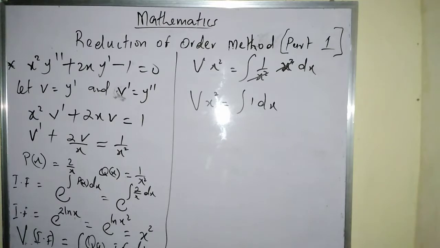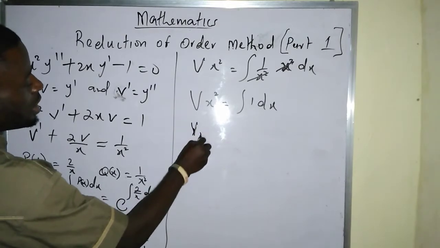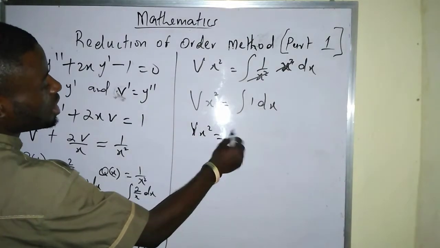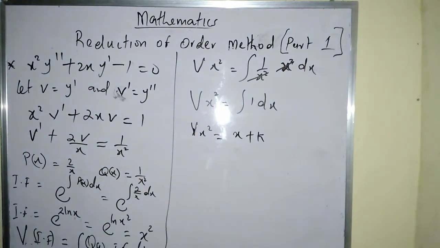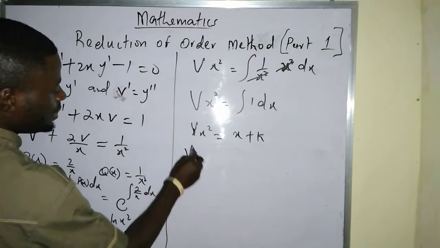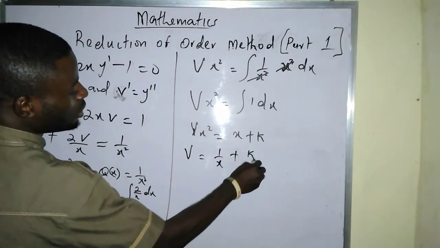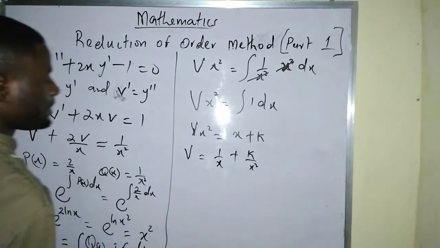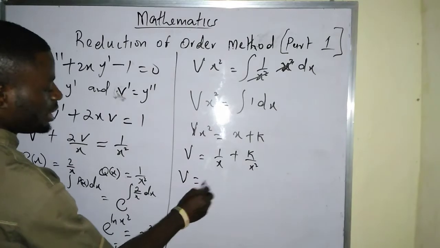Okay, how do I go about this? I'll be having v times x squared equals x plus k. Now, I divide all through by x squared. I have my v equals 1 all over x plus k all over x squared. Now, since I have that, what is my v?